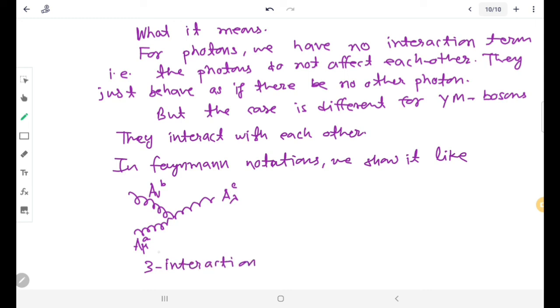Once again, I emphasize that this is your self interaction, and we can have a 4 interaction like this. So here it is A mu and A, and A nu and B, and A lambda and C, and then A sigma and D. So this is called 4 interaction.